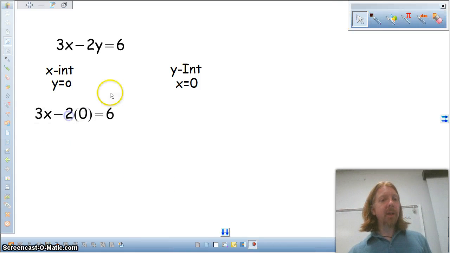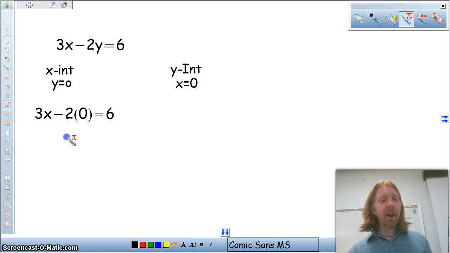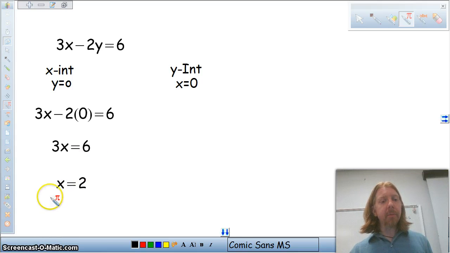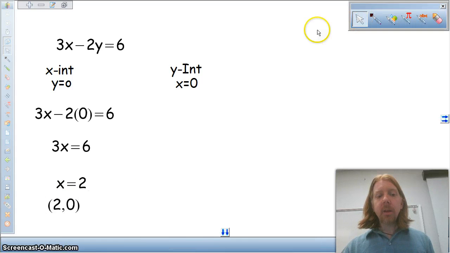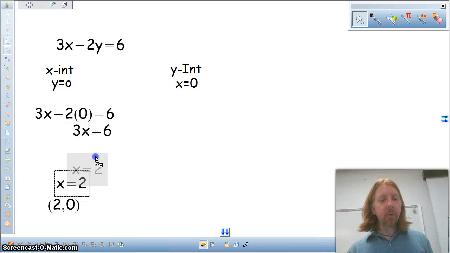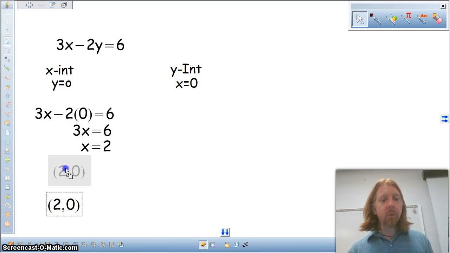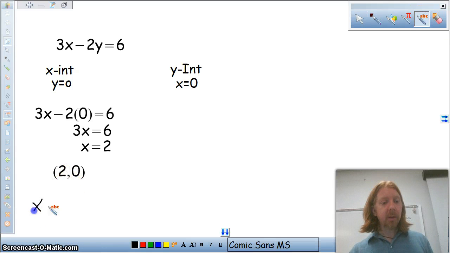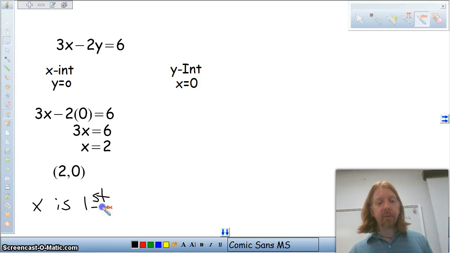Now, something else you'll notice, that drops out. So now I'm looking at 3x equals 6. Divide both sides by 3, x must be 2. Which means my intercept must be 2 comma 0. Remember, if x is 2, it's the first number in the ordered pair. X is the first number.